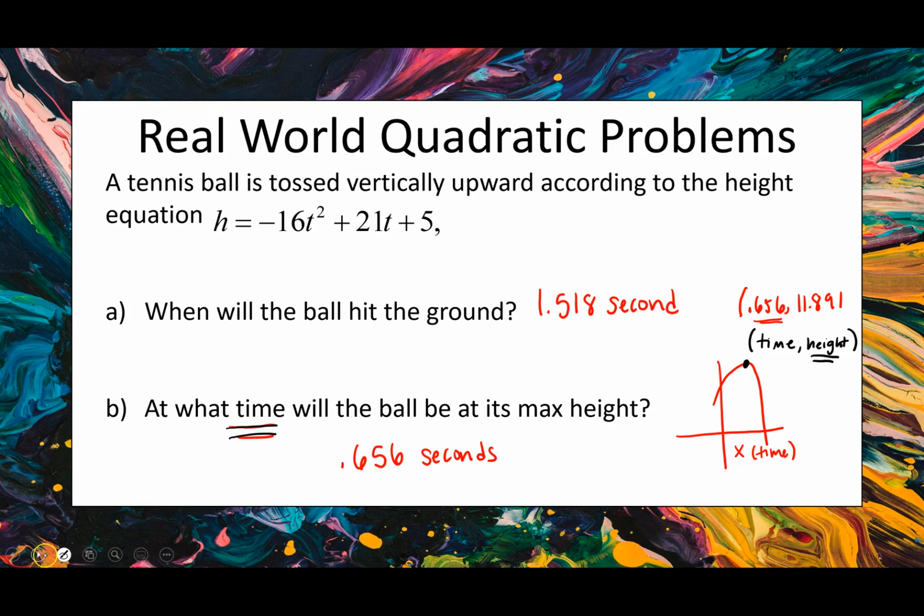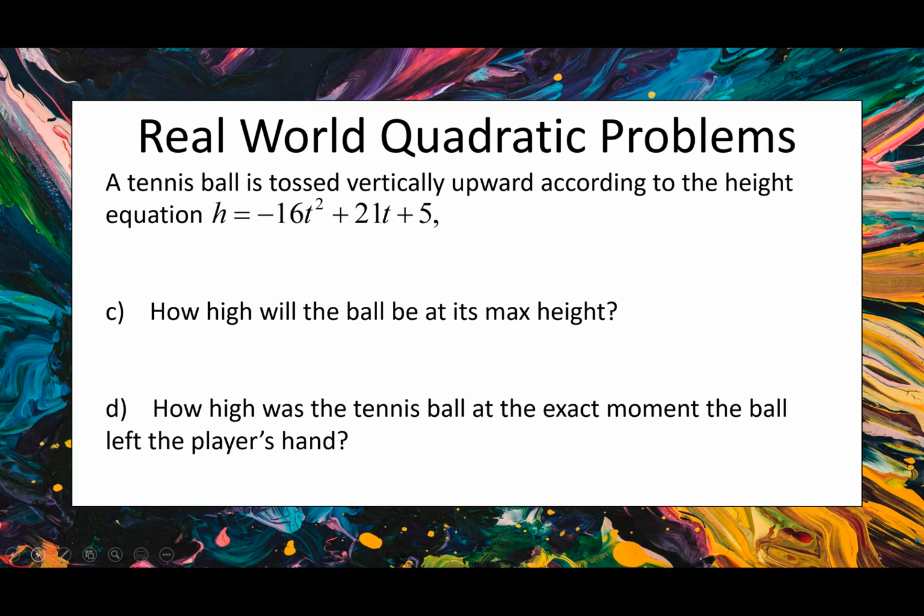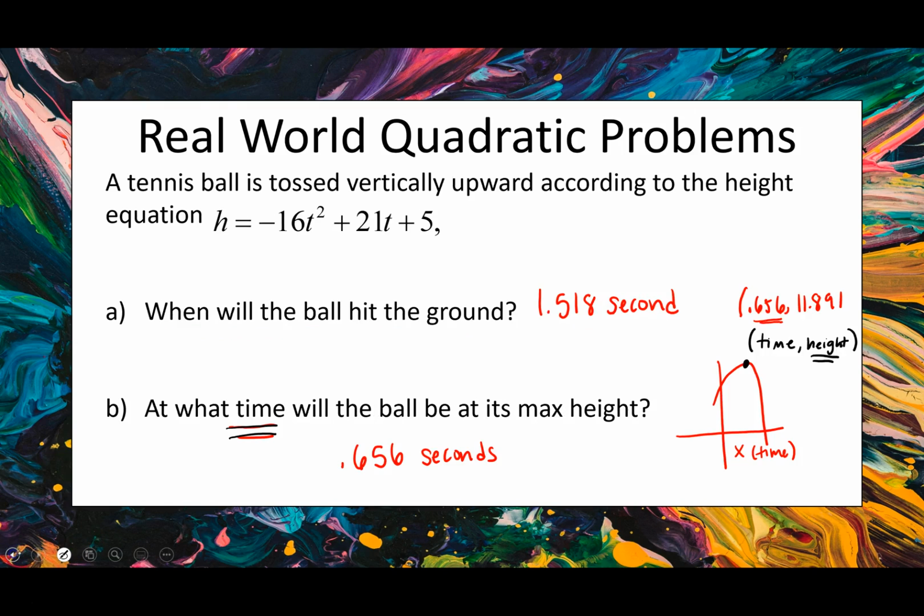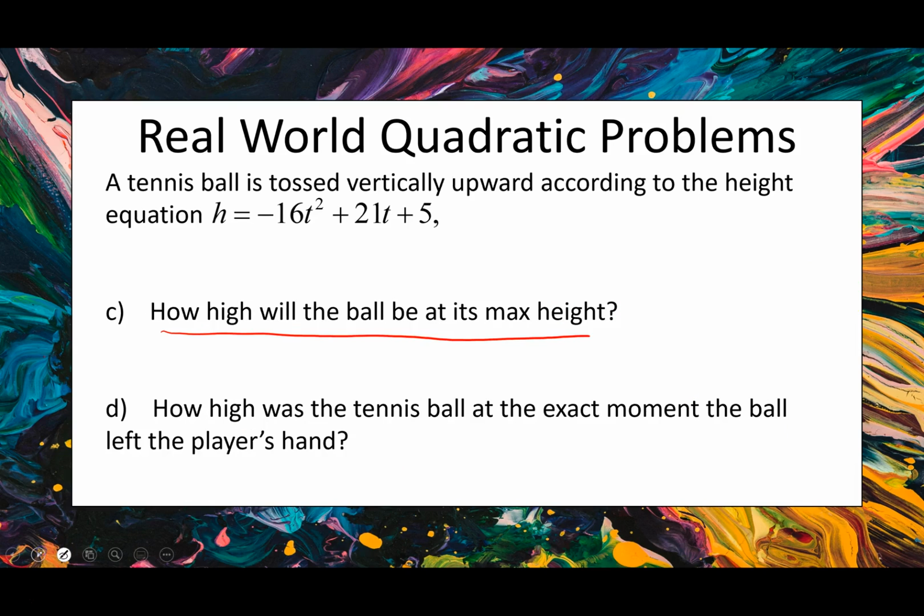All right, let's tackle the next problem. How high will the ball be at its max height? Well, that would be this coordinate right here, because that is the height. It's the y value. Remember, the y value here is height. So you're going to take that y value right there, 11.891, and that's going to be the maximum height of the tennis ball.